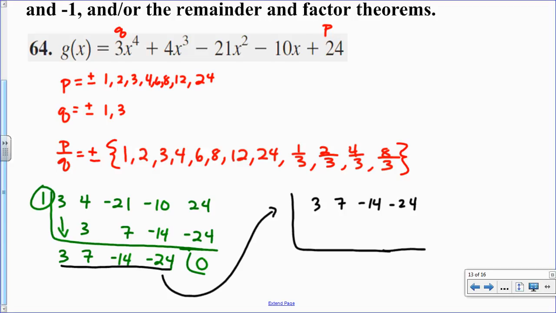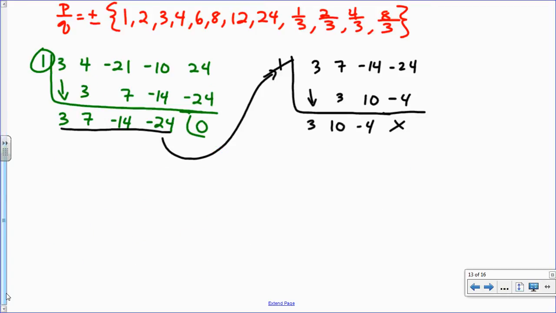Okay. I also have to check 1 again. Because it works once doesn't mean that you're done, because you can have multiplicity. 1 could work again. So check 1 again. Okay, so it doesn't work again, but it did work once. I'm still going to use this new polynomial, and then I need to try some others.